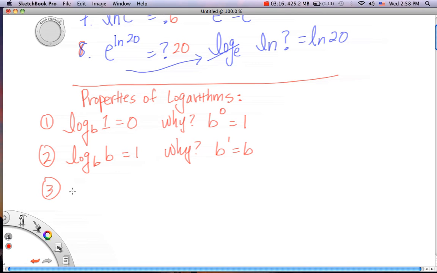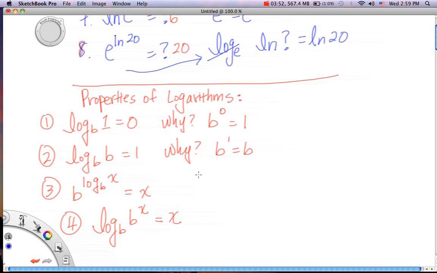Number 3, if you have b to the log base b of x, that would just give you x. Again, I talked about it as these things canceling each other out, but really the reason is that's the definition of log. If I write this as a log, that's what you will see. Number 4, log base b of b to the x, again same thing, same base will give you x. Okay, number 5 and number 6 are ones that you really need to be careful with.